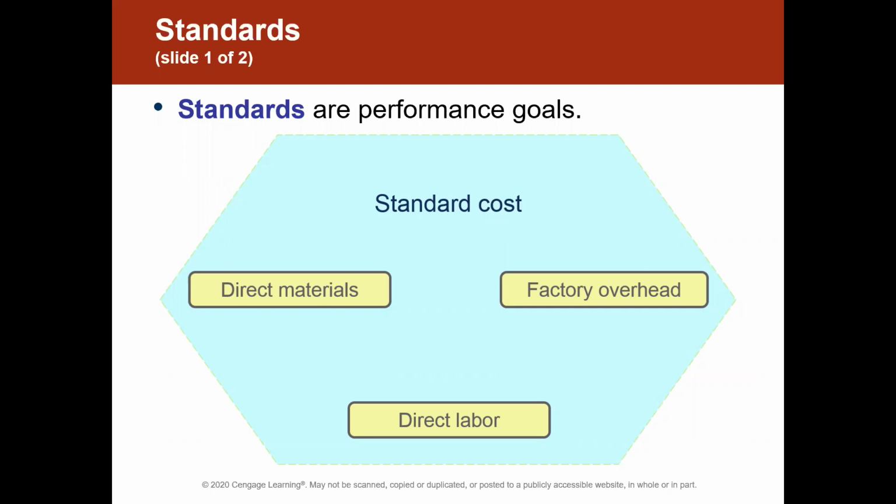And as I said, we'll be looking at the 3 product component costs that make up all products: direct materials, direct labor, and overhead. We'll be separating the overhead into fixed and variable. And for each one of these component costs of a product, we'll be talking about 2 different sources of that variance.